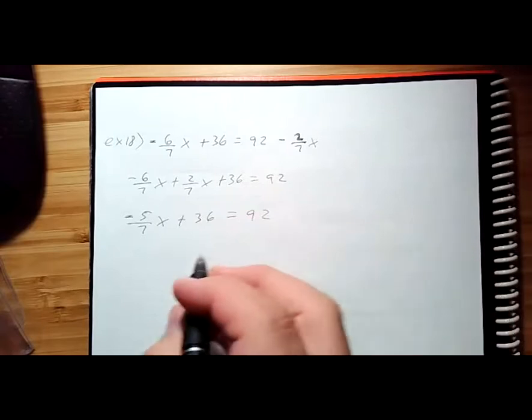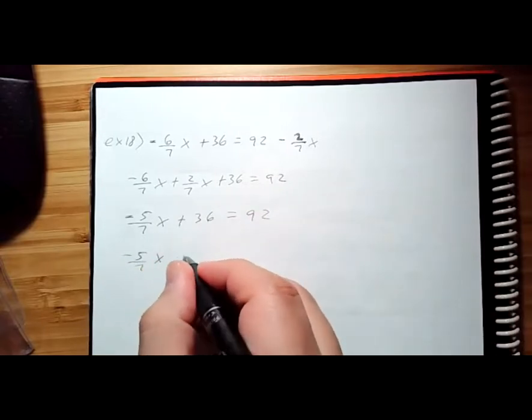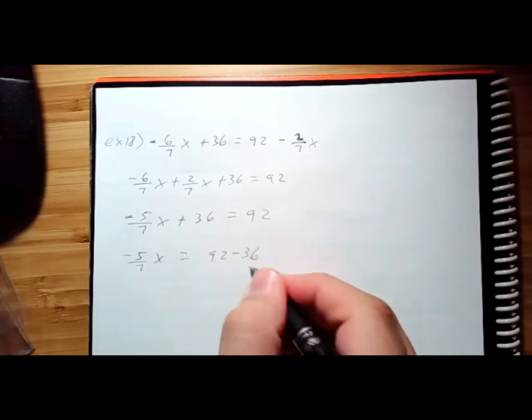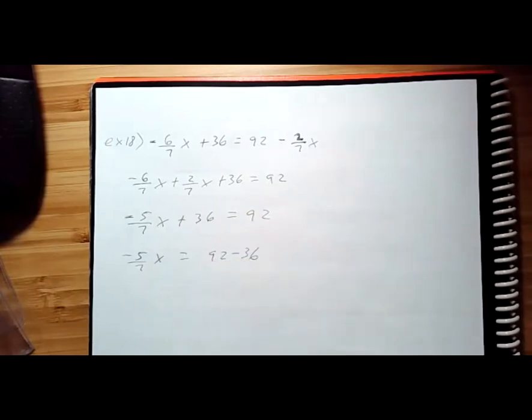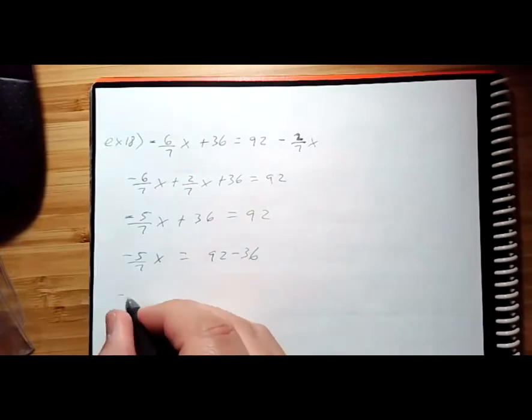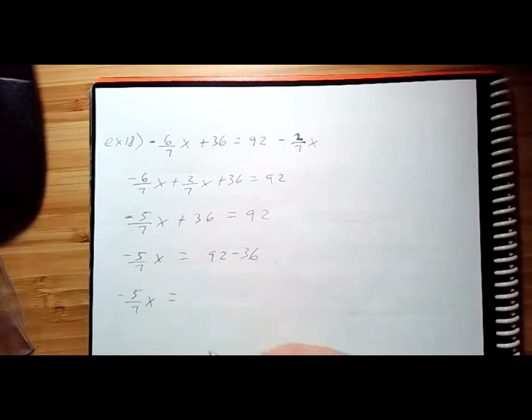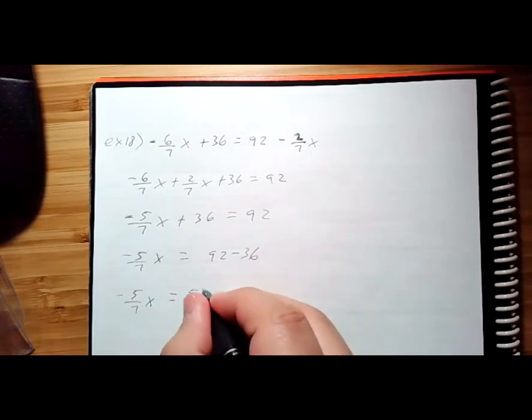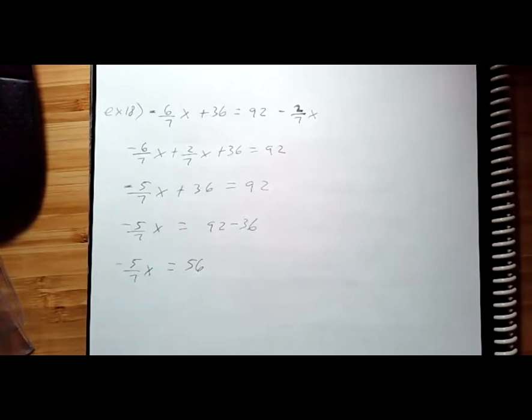Now move this 36 over. And you get 92 minus 36. 92 minus 36. What's that going to be? 56, positive, right? Now the question becomes, how would you cancel the -5 over 7 on that x?